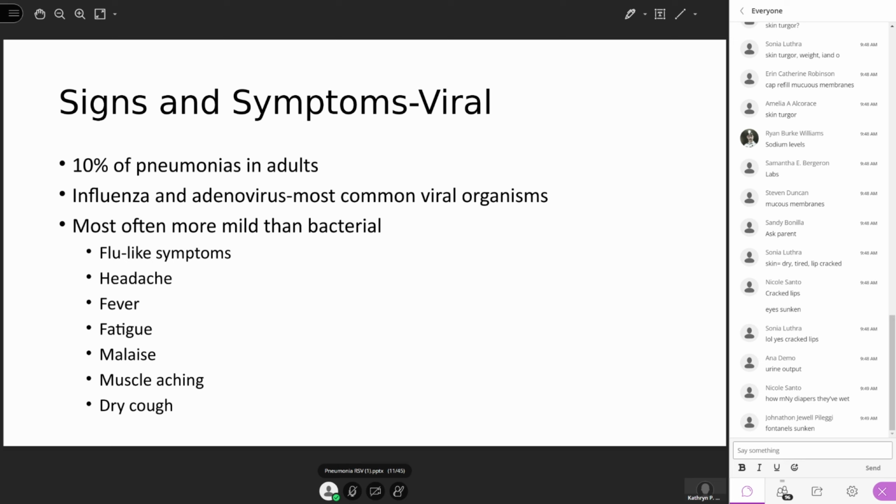Okay, so also there's viral pneumonia, which is 10% of pneumonias in adults. And most of the time it's influenza and adenovirus. And we know that the symptoms are usually more mild than bacterial, and it's more flu-like with headache, fever, fatigue, malaise, muscle ache, and dry cough. What we don't want is our patient to get sicker.